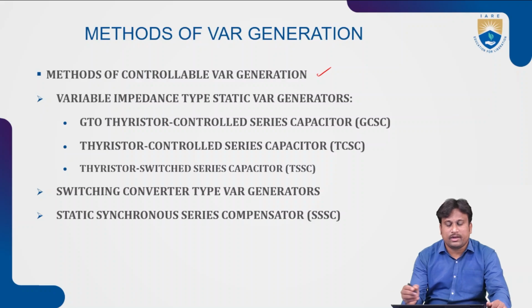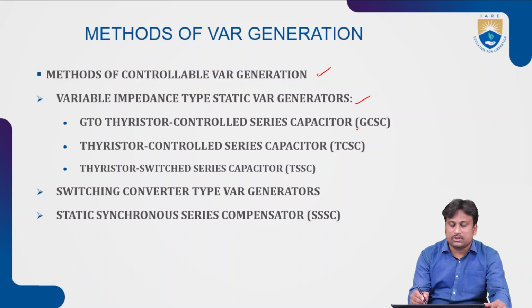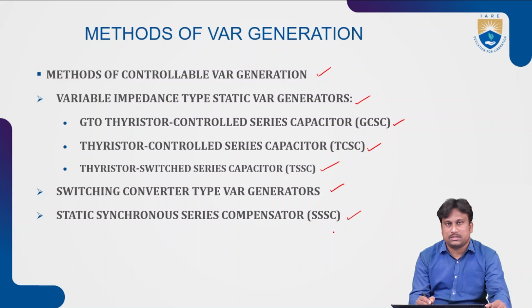These are variable impedance type static VAR generators, GTO thyristor controlled series capacitors called GCSC, thyristor controlled series capacitors called TCSC, thyristor switched series capacitors TSSC, switching converter type VAR generators, and static synchronous series compensators, SSC. So these are the most important methods that can provide VAR generation compensation.